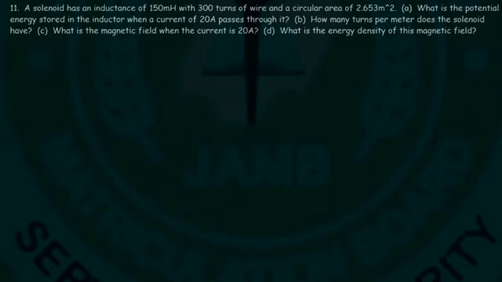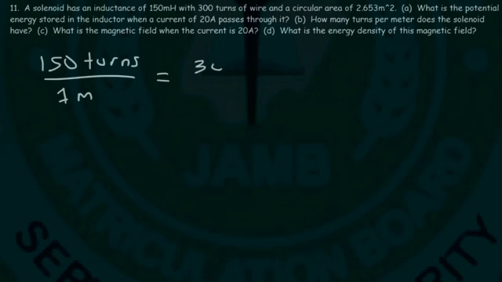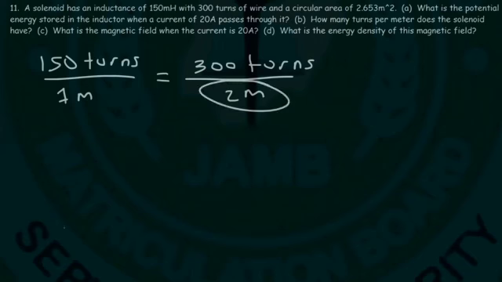Now I know this question is not listed in the problem, but how long is the solenoid? So if there are 150 turns per 1 meter, how long is it for 300 turns? So if 1 meter contains 150 turns, then 2 meters will contain 300 turns. So therefore, the solenoid is 2 meters long.